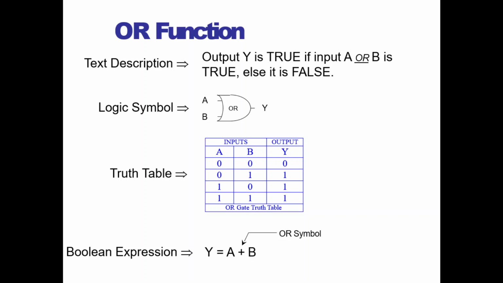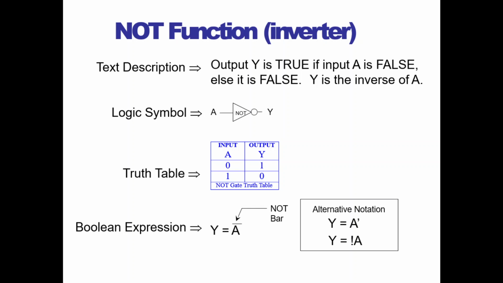The other function is OR, A plus B. The output y is true if the input A or B is true, else it will be false. This is the logic symbol: A and B inputs, an OR gate with the y output. This is the truth table. Inputs A and B: 0 0, 0 1, 1 0, 1 1, because 0 plus 0 is 0, 0 plus 1 is 1, 1 plus 0 is 1, 1 plus 1 is 1. And the Boolean expression will be A plus B.